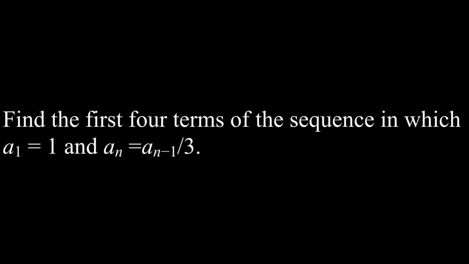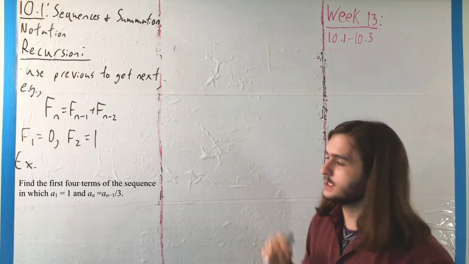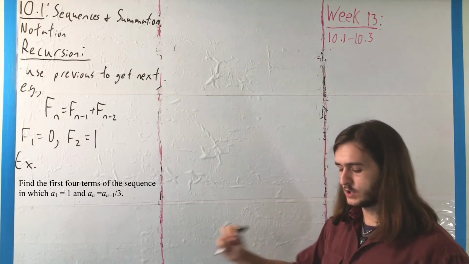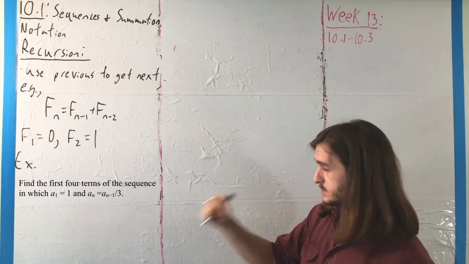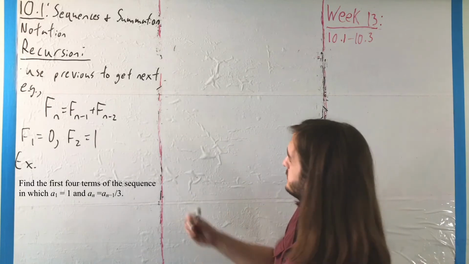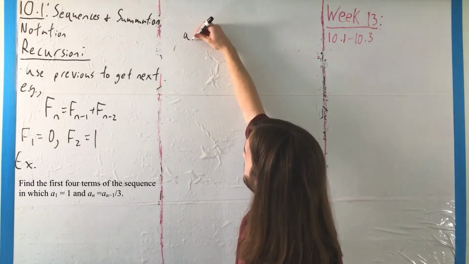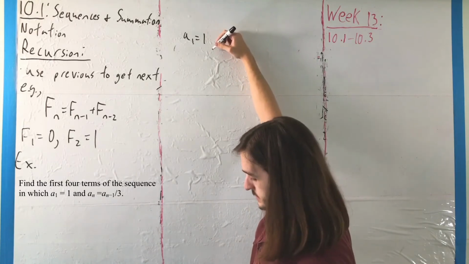So for this example, we want to find the first four terms in the sequence in which a1 is equal to 1 and an is equal to an minus 1 over 3. Notice here that we have our initial condition that a1 is equal to 1, and then we're told something about an in terms of the one before it, an minus 1. This is a recurrence relation, as it were. So if we want to find a1, that's the one that we're given initially. We need that one to start. We get that a1 is equal to 1.